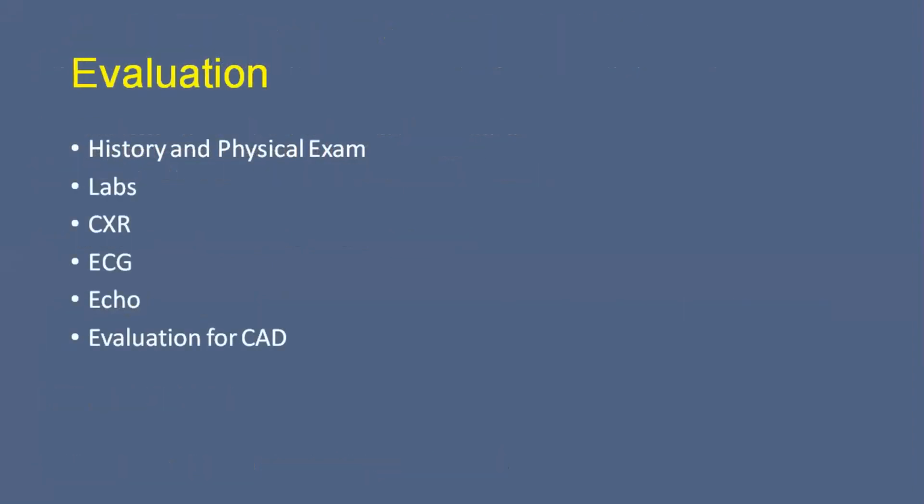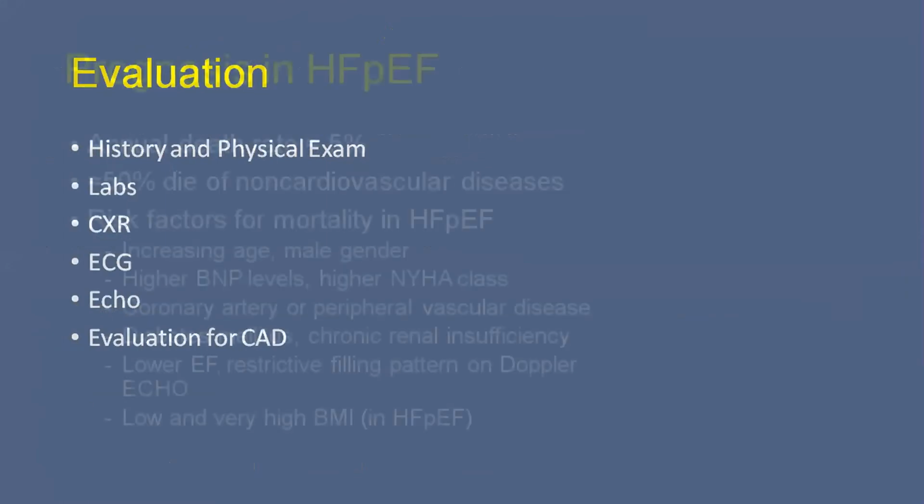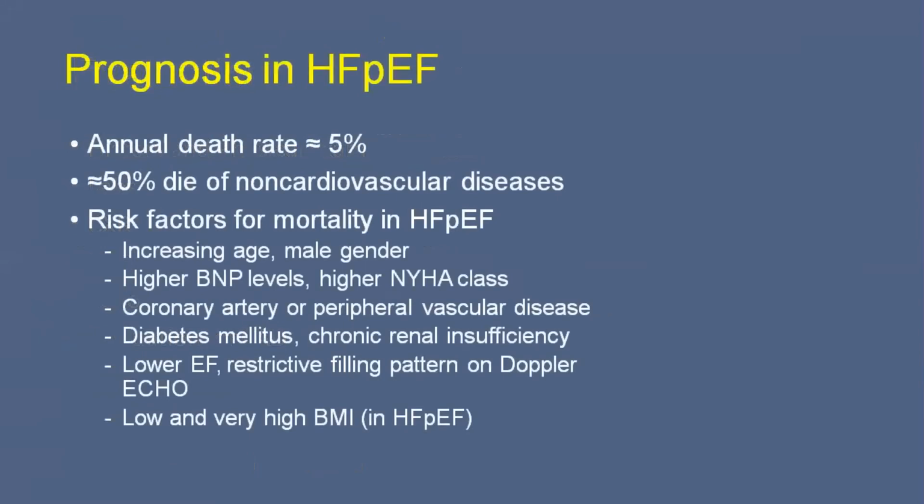So how do you evaluate the patient? History and physical examination, laboratory tests, chest X-ray, ECG, echo, and evaluation of coronary artery disease. Keep that in mind. Prognosis: annual death is about 5%, and 50% die of non-cardiovascular disease. Risk factors for mortality in HFpEF: increasing age, male gender, higher brain natriuretic peptide, higher New York Heart Association class, coronary artery or peripheral vascular disease, DM, chronic renal insufficiency, lower EF, restrictive filling pattern on Doppler echo, and low or very high BMI.